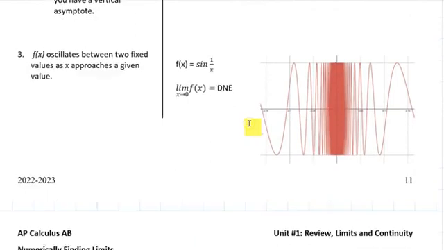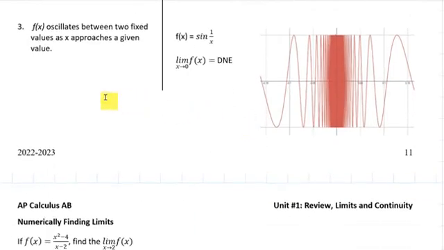All right, the last one where a limit does not exist is if f of x oscillates between two fixed values as x approaches a given value. So you'll notice on this graph, the graph of sine of 1 over x, it comes in from the left side and it's going up and down, it's jumping between 1 and -1, it looks like here, and then as it gets closer to 0, it just starts going crazy in there and just literally jumping up and down all the way through there. And so we would say in that case that the limit does not exist.